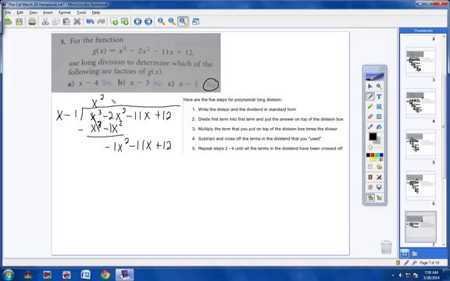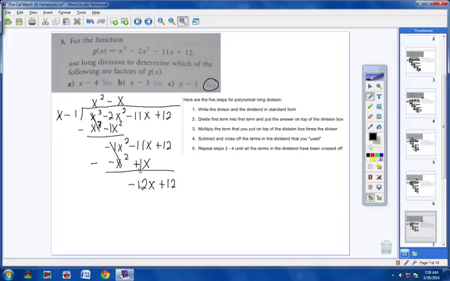X goes into negative 1x squared, negative x times. Negative x times x is negative x squared. Negative x times negative 1 is positive x. Now we do our subtraction. Negative 1 minus a negative, these would cancel. Now watch here, negative 11 minus x, there's a 1 here. So negative 11 minus 1, that's negative 12.